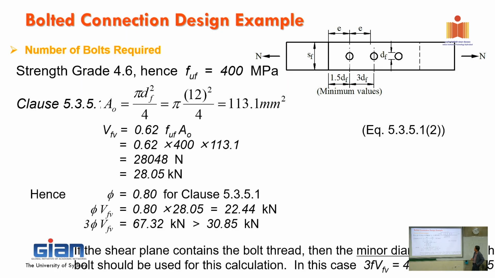So we've been through this one. In the case that we don't know which plane it's going through, as I explained to you, the bolt can have two parts, the shank and the threaded part. We just assume the smaller one to be conservative. Yes?